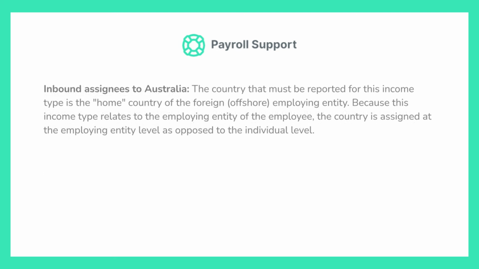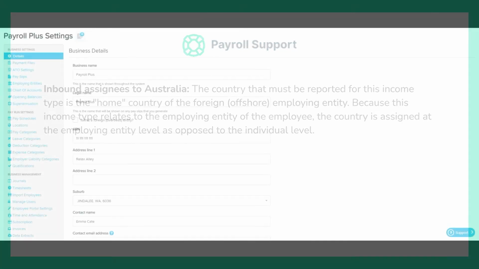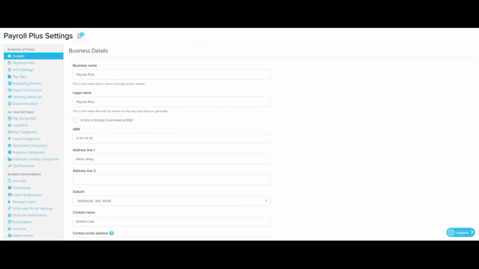Inbound assignees to Australia. The country that must be reported for this income type is the home country of the foreign or offshore employing entity. Because this income type relates to the employing entity of the employee, the country is assigned at the employing entity level as opposed to the individual level. Where a business only has one employing entity set up, and this entity is recorded in the business details screen, select the "Is this a foreign overseas entity?"